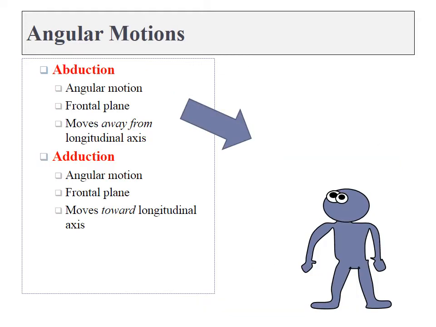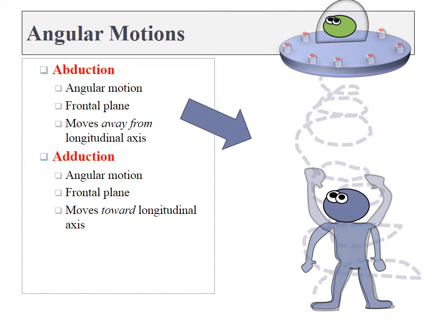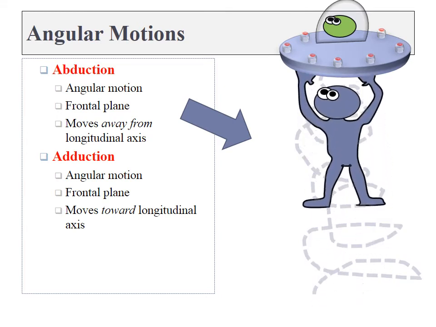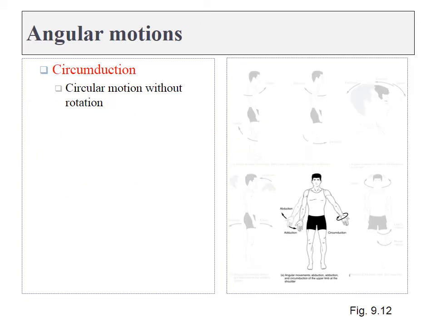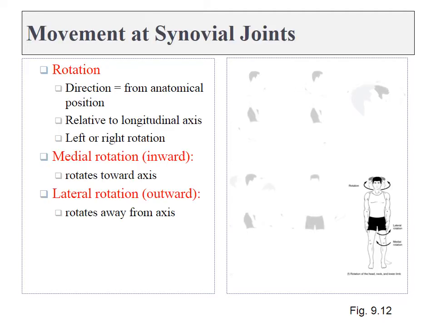Two more are abduction and adduction. There's different ways of remembering these. I like to remember abduction is what you do when you're abducted by aliens. Your arms go away from the midline. Adduction means moving bones back towards the midline. Again, circumduction would be tracing a circle, whereas rotation is rotating around a central axis. These pictures can be a little bit confusing, so try it out on yourself.